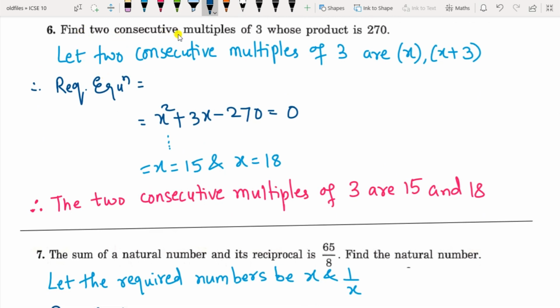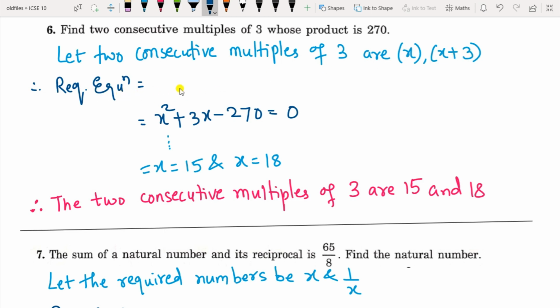Question 6 is, find two consecutive multiples of 3 whose product is 270. Multiples means the table of 3. So two consecutive multiples of 3. If multiples of any number are given, you have to write first x and then the next will be, consecutive means the next number will be the number plus the given table. This is 3 here, so x plus 3. If it is 4 here, then write x plus 4. Okay, so 3 ones are 3, then 3 plus 3 is 6, so 3 twos are 6.